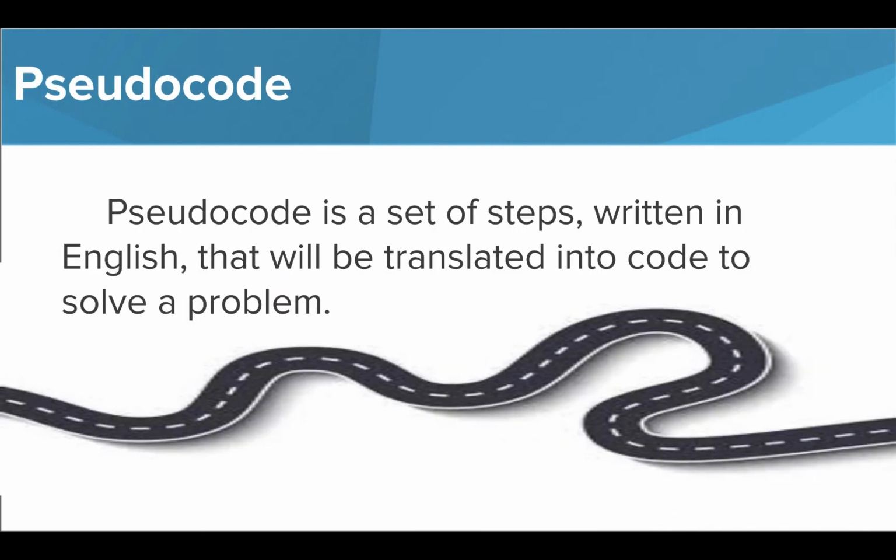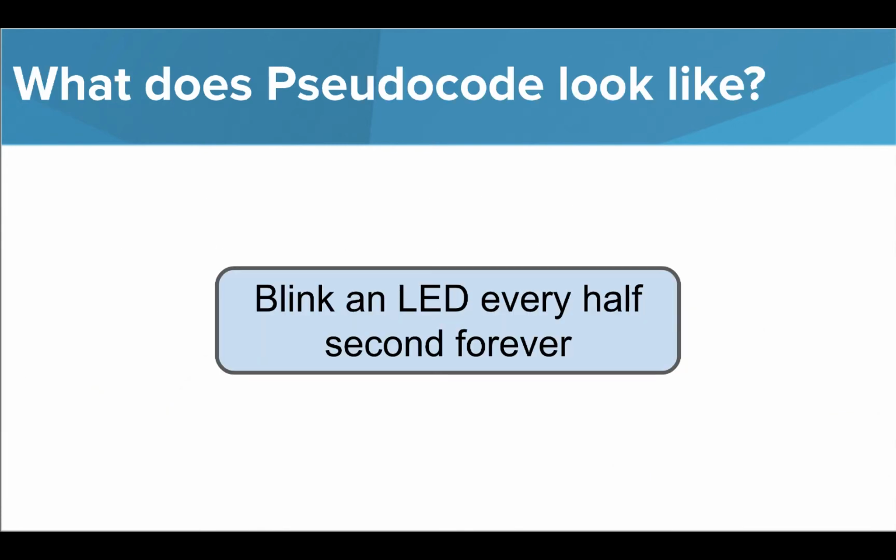We use pseudocode to write out the steps of a problem in English before translating them into code that the computer will understand. Let's take a look at what pseudocode actually looks like and how we use it to plan a program. Let's say our task was to blink an LED every half second forever.